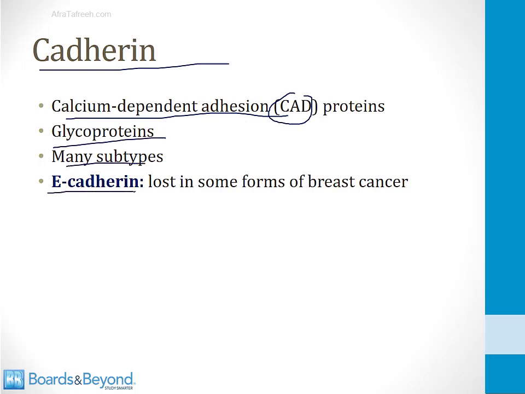The E-cadherin subtype is lost in some forms of breast cancer, and you can imagine that once this joining protein E-cadherin is lost, then the cells loosen their connections to each other, and that's one of the ways in which breast cancer cells are able to metastasize. And this is a clinical correlation, a clinical tie-in of the epithelial cell biology we're talking about in this video.